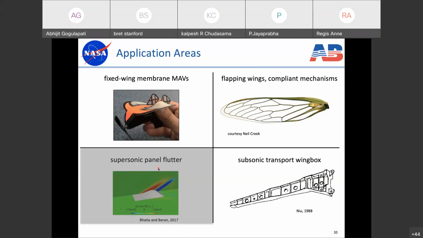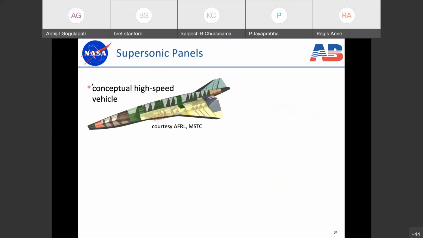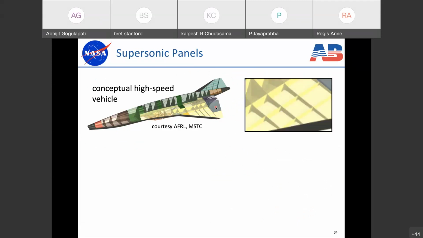So supersonic panel flutter, what this is: we start with some conceptual high-speed vehicle, which is shown here, and this vehicle is composed of ribs and spars throughout the entire fuselage and the tail and the wing as well. So if we zoom in on the wing, you can see we have this lattice structure of ribs and spars, and this leaves behind the skin panels. So for example, here's a skin panel. And so we want to analyze just the skin panel. This is of interest to us for supersonic flows, and I'll talk about why in a moment.